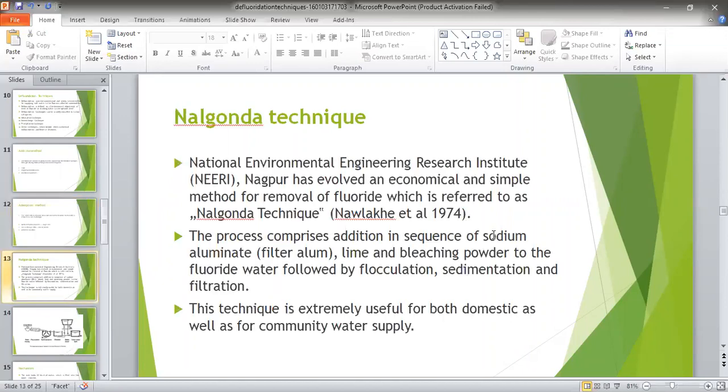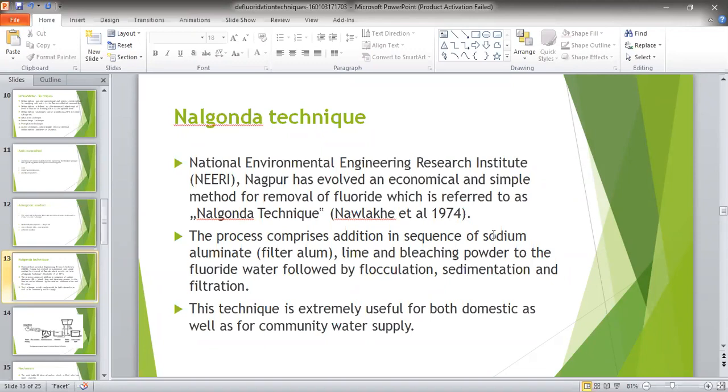Next, this technique is basically very important for examination. आपके जो prof examination है उसमें basically ज़्यादातर यही वाली टेक्निक पूछी जाती है, नलगोंडा टेक्निक. Nalgonda technique is basically presented by the National Environmental Engineering Research Institute that is present in India. उन्होंने जो है ये नलगोंडा टेक्निक दी थी, ठीक है.